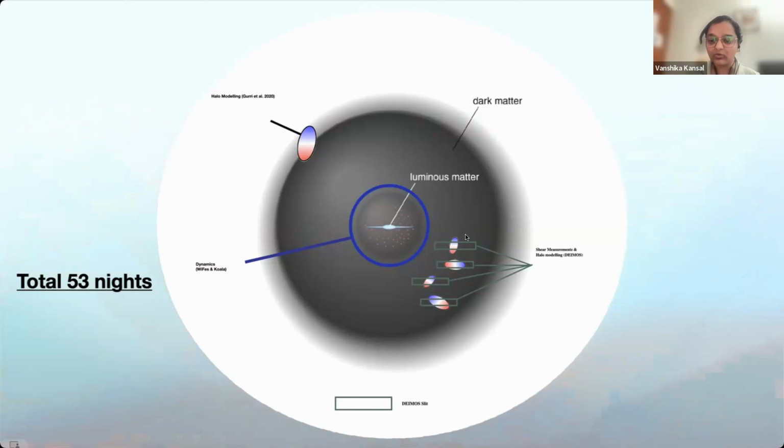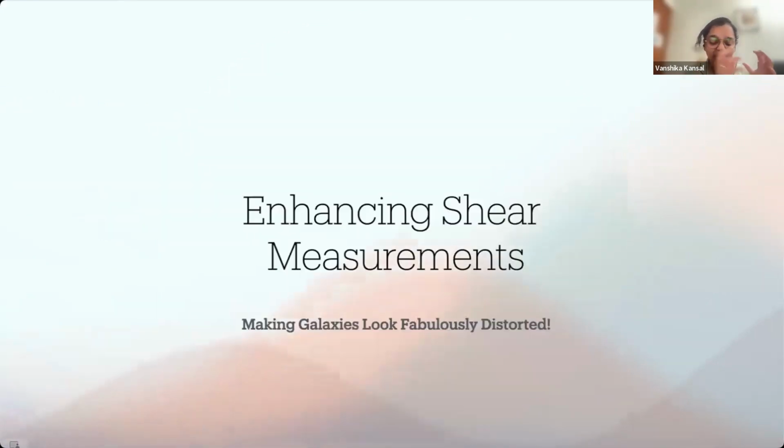We have a lot of sources from DEIMOS that we observed here, and then I'm using KOALA to observe the galaxy, so I can constrain the innermost dark matter for this lens. Till now, I have observed around 53 nights, and there are a lot of samples now, and this is still an ongoing process. Now we have used DEIMOS data, so we can have so many sources, and using these sources, we can enhance our shear measurements.